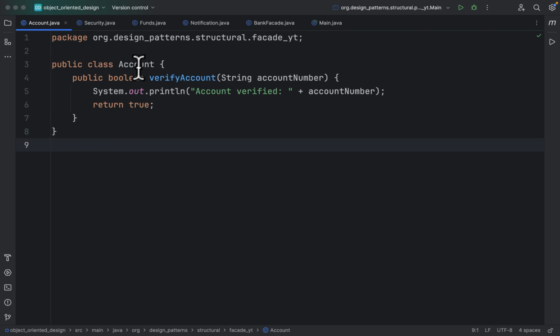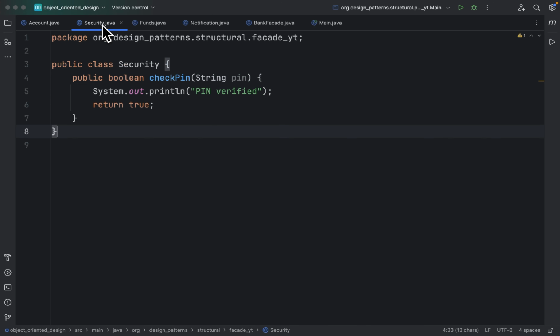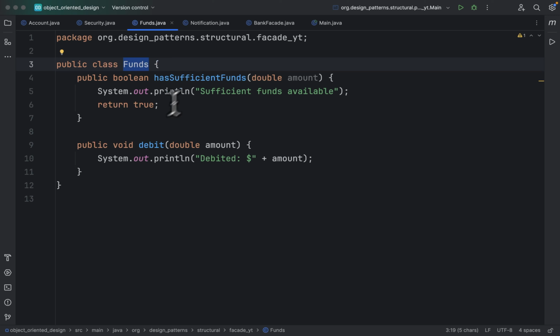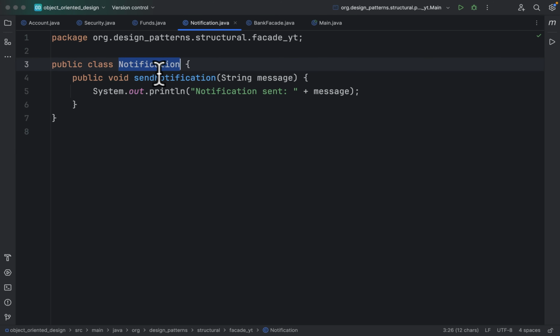Now let's check out the code. So over here we have an account class which will verify whether the account is present in the database or not. We also have the security class which will check whether the PIN is correct or not. We have this funds class which will check whether the funds are present in the account or not. And we also have this function called debit which will deduct the specified amount of money. Okay. And we also have this notification class which will be responsible for sending the notification to the user.